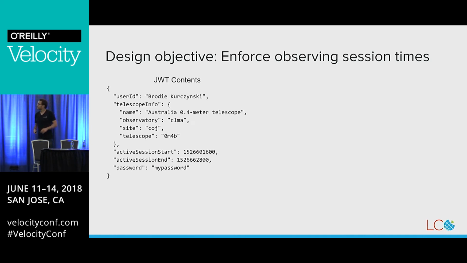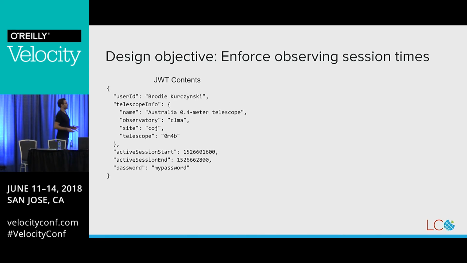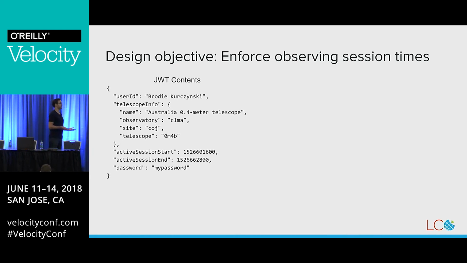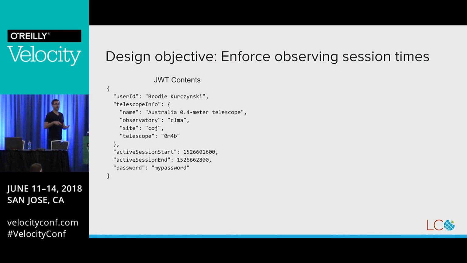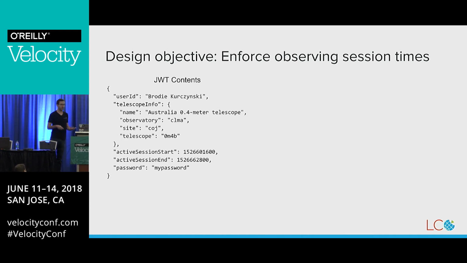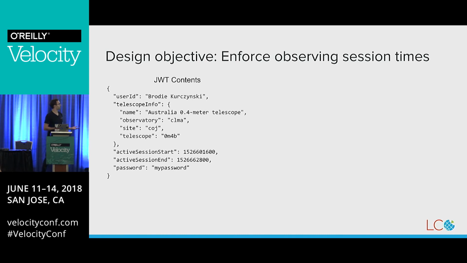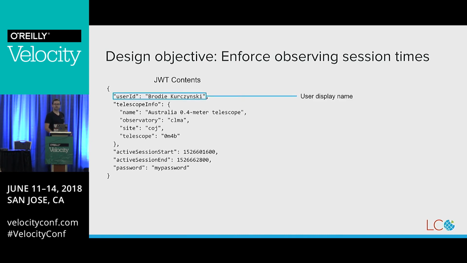And I believe this is the last design objective. We want to be able to enforce the observing session times. So how do you do that if you just have a single token? That's easy with access to, say, another database to have this information stored in it, but we don't want that. So the contents of a JSON web token look like this, as an example. It's just basic JSON, and the user ID is there. This is used just as a display name to be shown on the control interface itself.